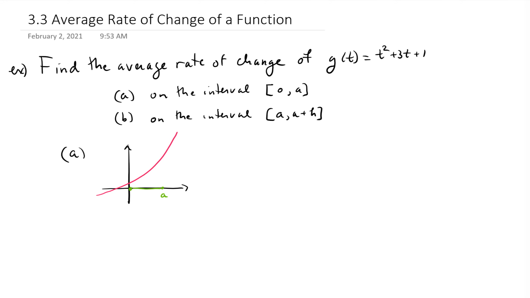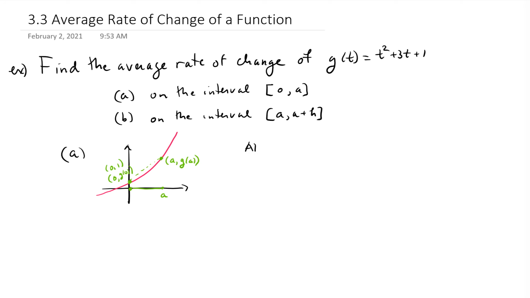Okay. So what does that mean again? We're trying to find, geometrically, the slope of the secant line going from this point, a, g of a, to this point here, 0, g of 0. All right, g of 0, but it's actually 0, 1 because g of 0 is going to be 1.